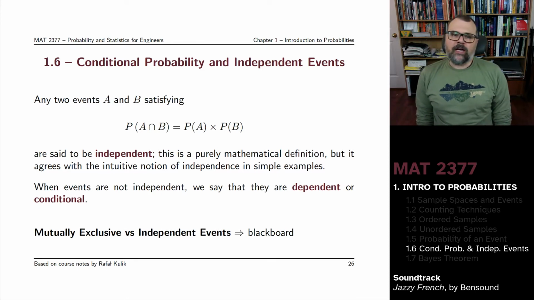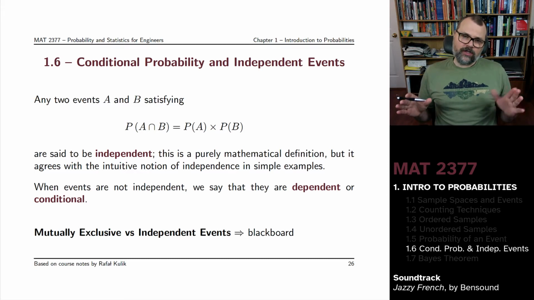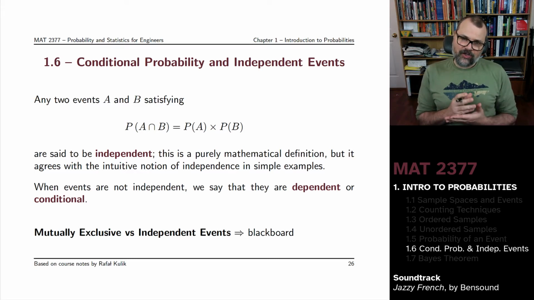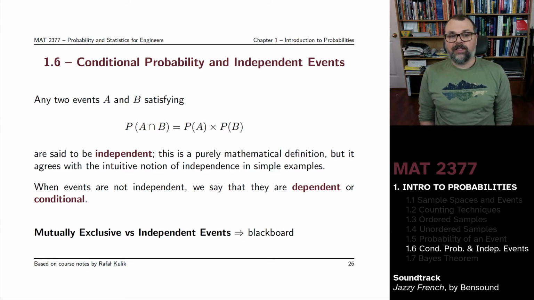Okay, now we're going to talk about a slightly different notion. And this notion sometimes confuses people. It looks a little bit like mutual exclusivity, but it's not. We're talking about different types of things. If you have two events for which the probability of their intersection is the same thing as the probability of their product, you would say that the events are independent.